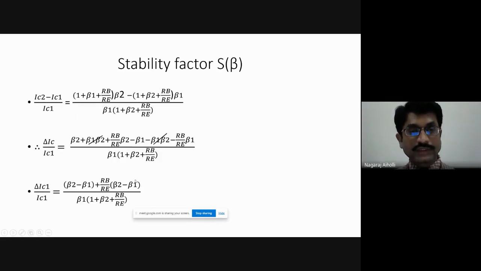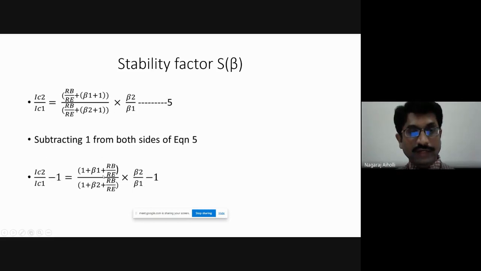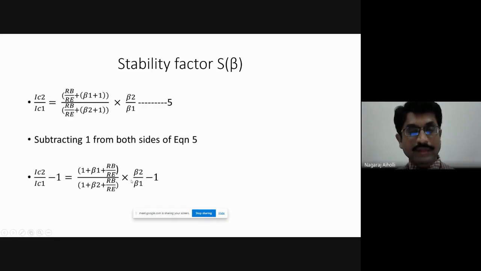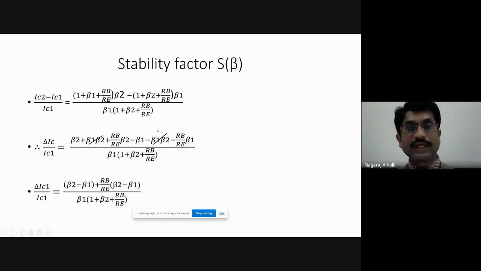So what will be the equation, students, here? 1 plus beta 1 plus RB by RE into beta 2 is the same, minus this denominator will come here, because the denominator is the LCM we have taken. So it will be minus 1 multiplied by this denominator, that is minus 1 plus beta 2 plus RB by RE into beta 1. Then the LCM is the same, that is beta 1 into 1 plus beta 2 plus RB by RE. Fine.